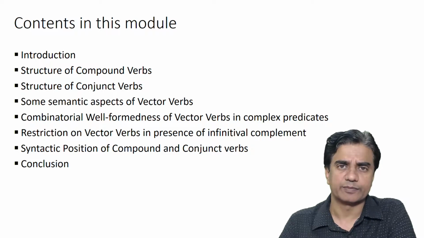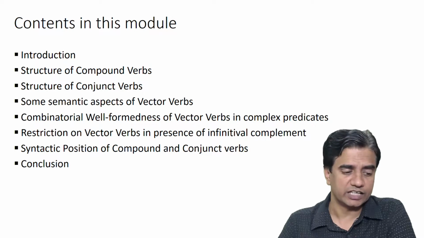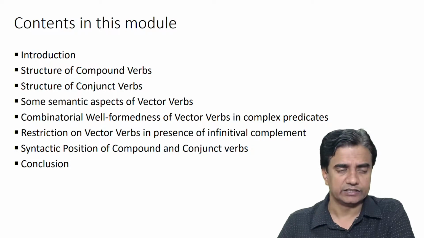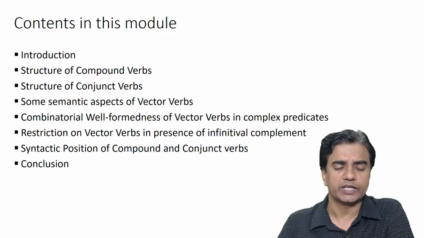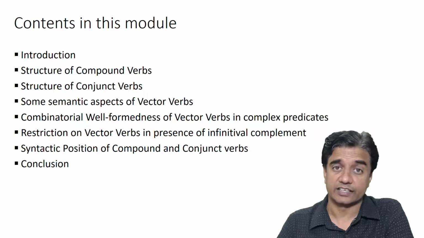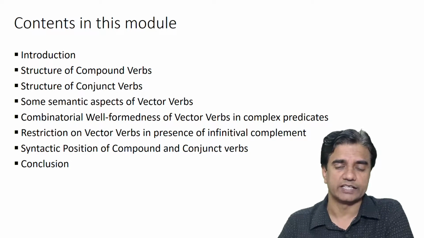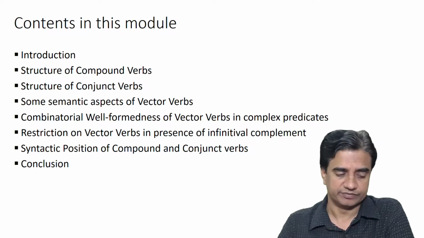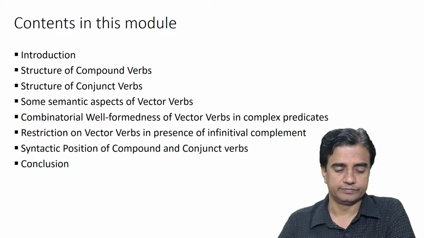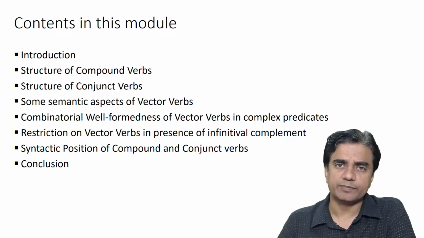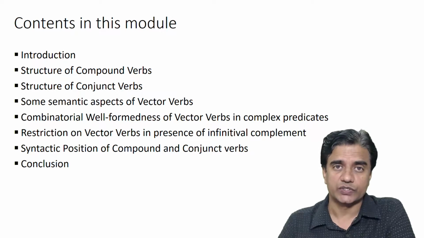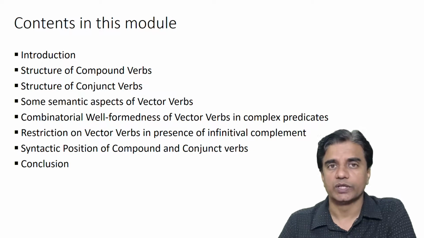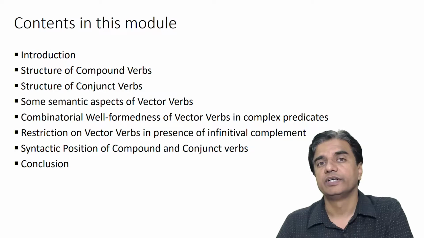We'll look at some of the semantic factors that are relevant for the understanding of both of them, and then we also look at the combinatorial constructions and restrictions on the well-formedness of a complex predicate. The syntactic position of compound verbs and conjunct verbs are also important, and that plays a crucial role in our understanding of the verb.